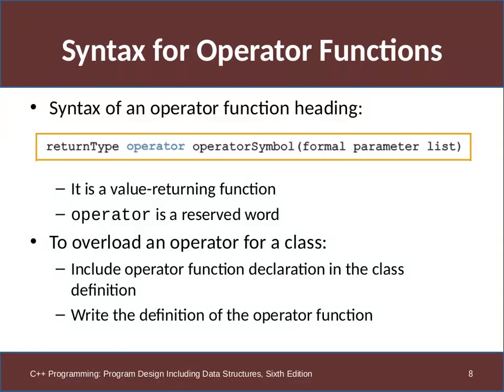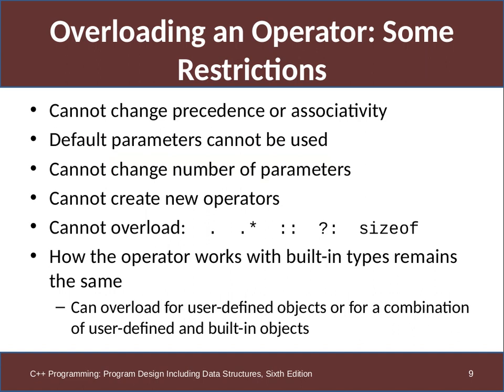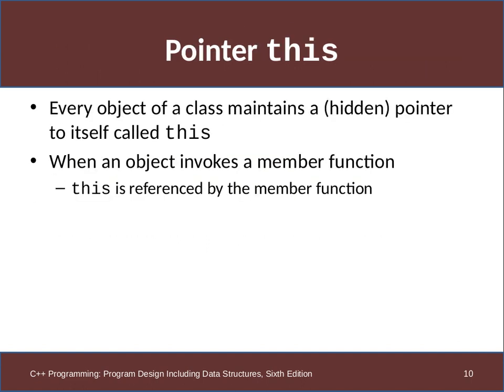Let's see. Is there anything else we need to know about this? Formal parameter list. Cannot overload dot, star, colon, question, equal, sizeof. That's great. Every object of a class maintains a hidden pointer to itself called this. I don't think I've actually talked about this too much, but what was this in OOP? This object, right? This. Print out this. Right.